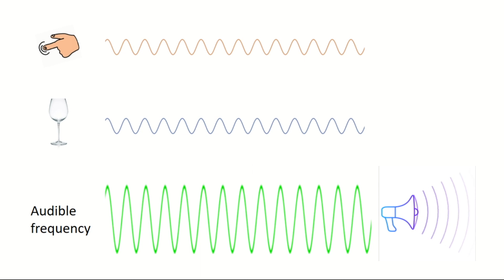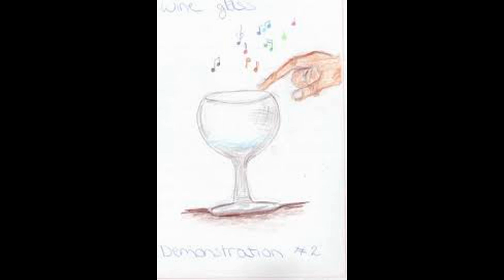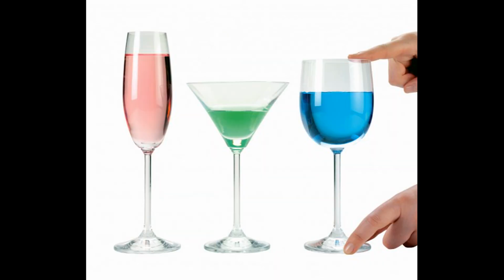Now, changing the speed or pressure of your finger can make the sound louder or softer, but it doesn't change the vibration frequency. Vibration frequency is always determined by the shape, size, and structure of the glass.